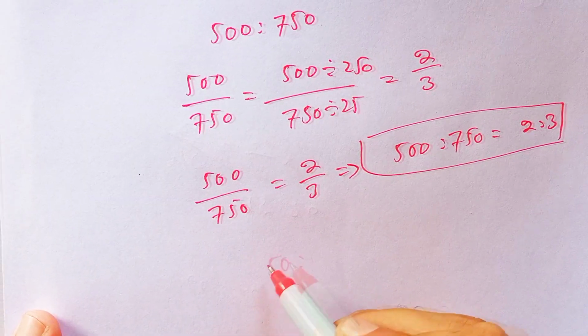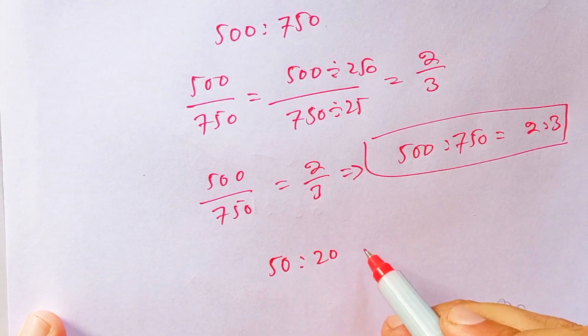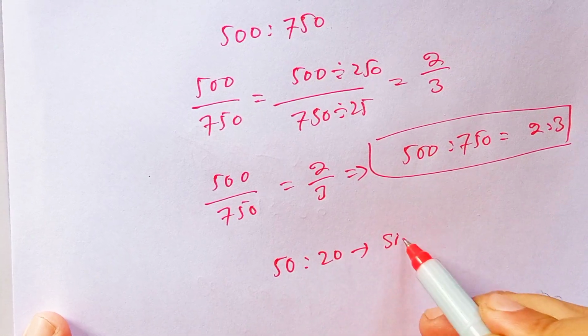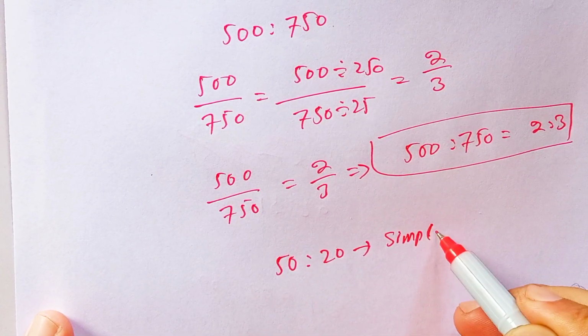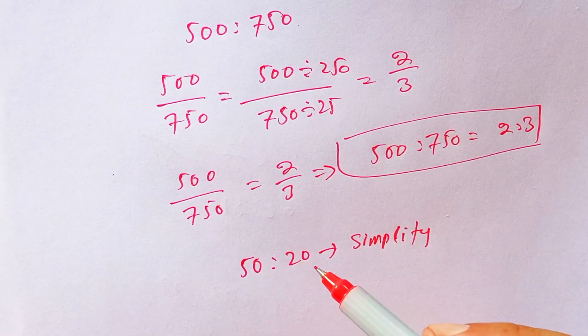Simplify this ratio 50 ratio 20 into simplified form. So simplify this ratio and write the answer in the comment section.